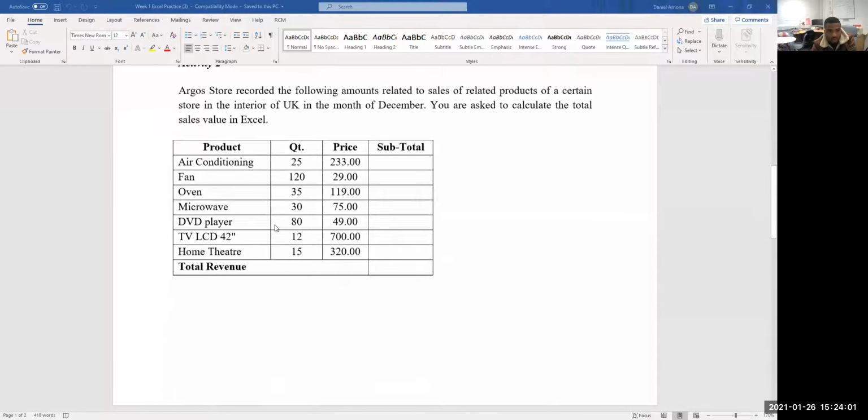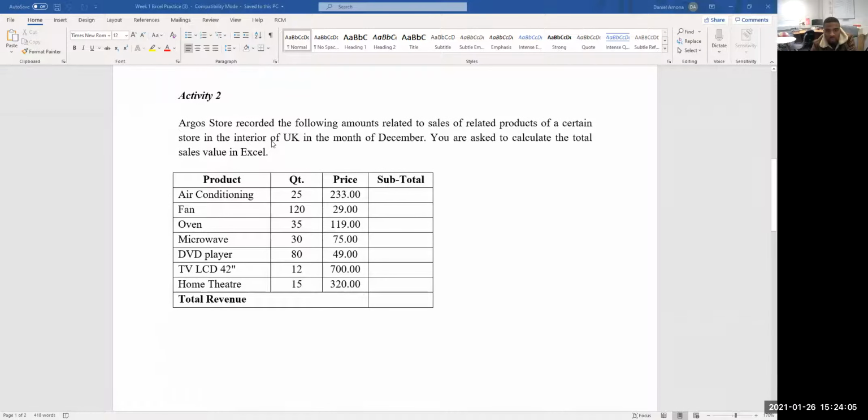So activity 2 is this. We have the Algo store, which recorded the following amounts related to sales of related products of a certain store in the interior of UK in the month of December. You're asked to calculate the total sales value. To get your total sales, remember this stands for quantity, so quantity times price. So I sold 25. What this means is I've sold 25 units of air conditioning at the price of £233 each. So for each of these air conditioners, they were priced at £233 by Algo store, and they were able to sell 25.